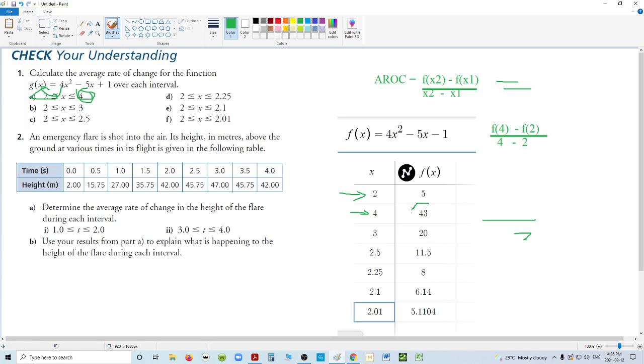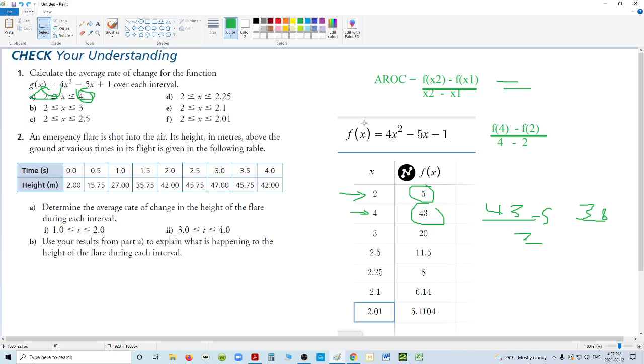Well, f of 4 is 43, f of 2 is 5, so you get 43 minus 5 divided by 2. 43 minus 5 is 38, divided by 2, which is 19, which means between these two values, the slope is positive 19, which means it's sharp like that. Okay? So we have an average rate of change between 2 and 4.